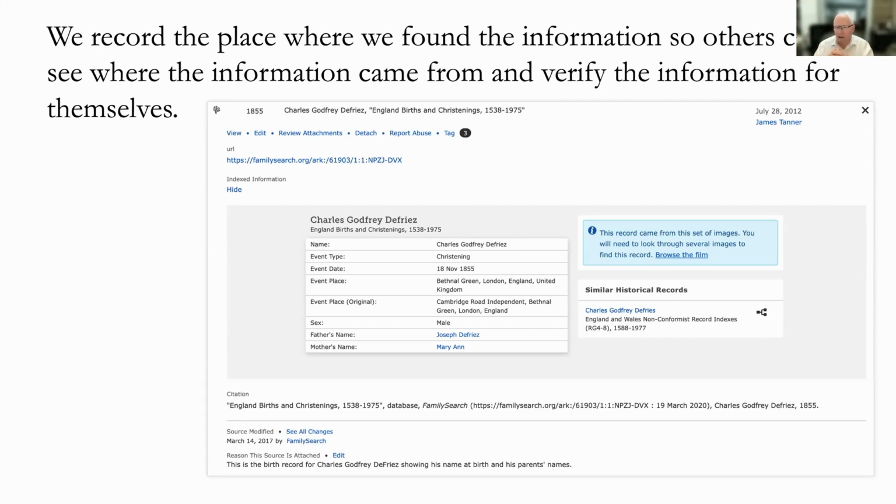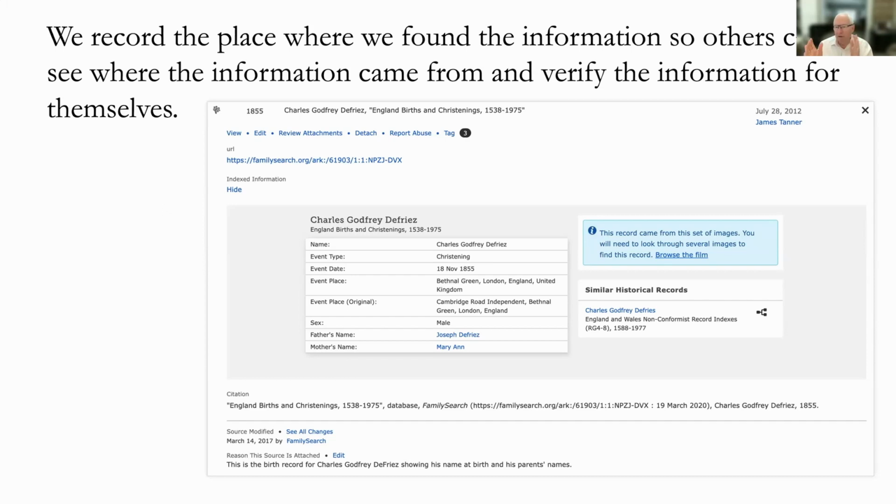And what they find inevitably is that the major part of everything that they do and accomplish has already been recorded and is already known and is already sitting out there on one or all of these programs. So what we do is we record the place where we found the information so that others can see where the information came from, and if they need to verify that information for themselves, without having to spend the time to go research that particular point again.